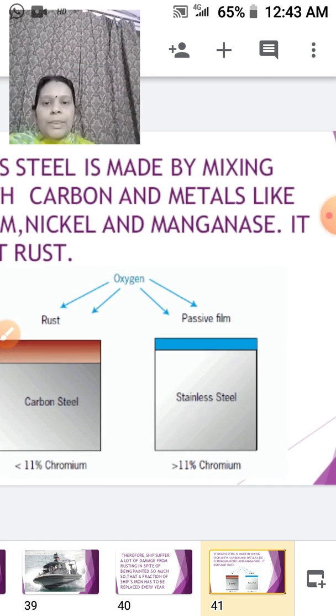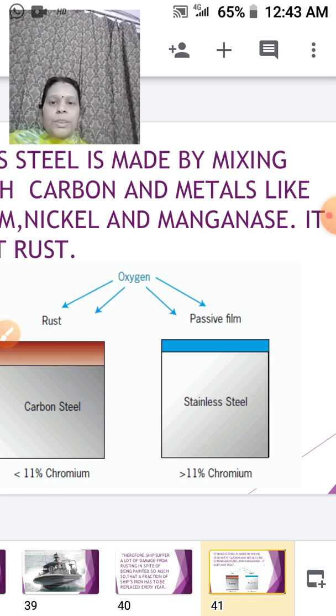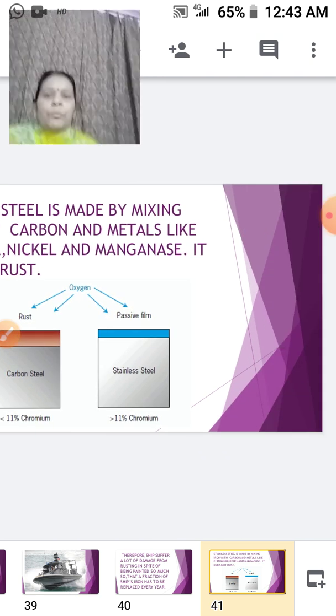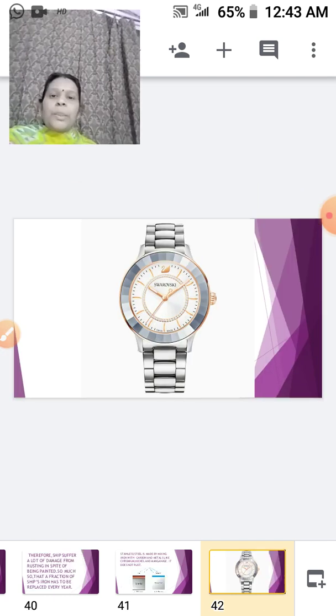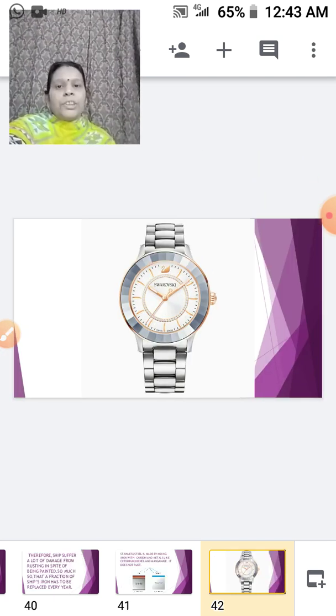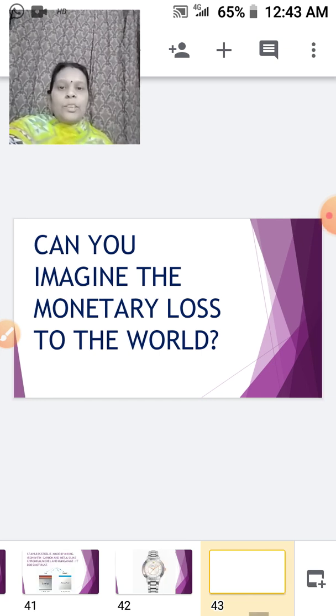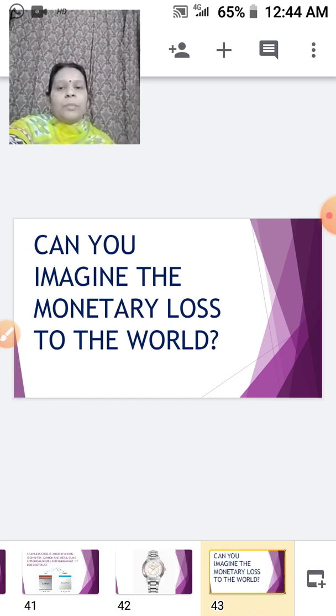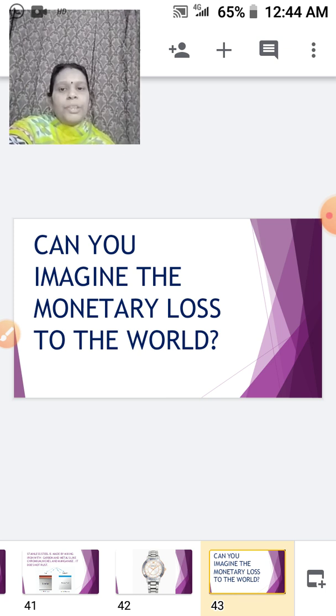So here you can see how it does not get rusted, because it makes a cover, it gets a coating of these metals, and thus the process of rusting does not take place because it does not come in contact with oxygen. Here you can see a watch which is made up of stainless steel, so it is an alloy. Now, can you imagine the monetary loss that the world faces just because of it?